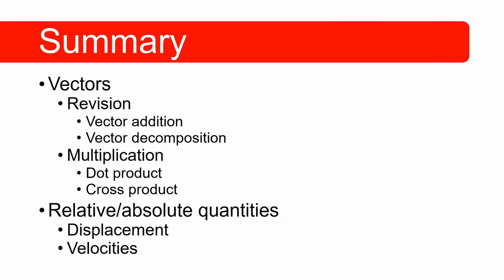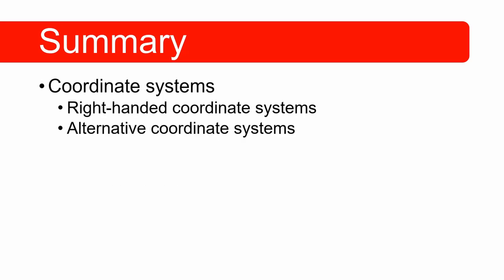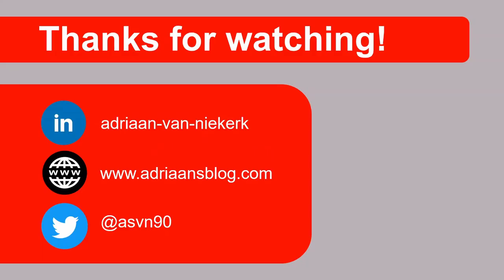So in summary, we did some revision on vector addition and vector decomposition. We also looked at vector multiplication, the dot product and the cross product. I also discussed relative and absolute quantities, and we looked at displacement and velocity vectors specifically. And lastly, we also looked at the different coordinate systems, the right-hand coordinate system and alternative coordinate systems that are out there. And that's it.